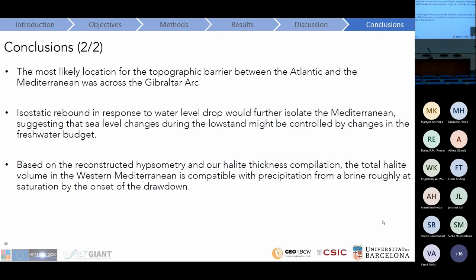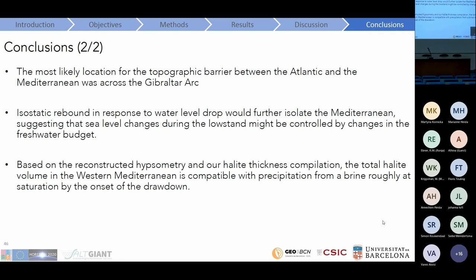And in addition, we identified that the most likely location for the topographic barrier between the Atlantic and Mediterranean was at the Gibraltar Arc, and that this arc would have responded by isostatic rebound if the water level dropped, and that this would further isolate the Mediterranean from the Atlantic. And this suggests that if we have sea level changes during the lowstand stage, they might be controlled more by the freshwater budget and not Atlantic inflow.